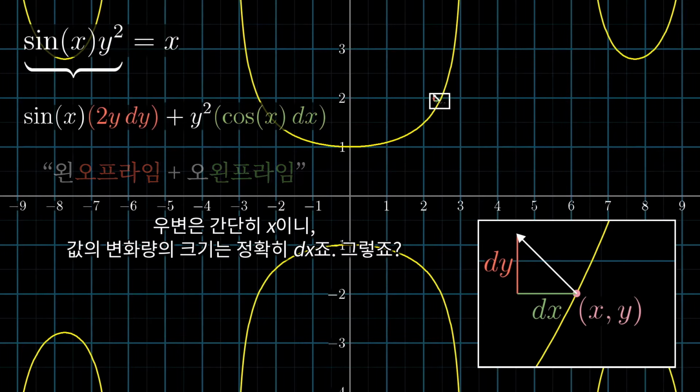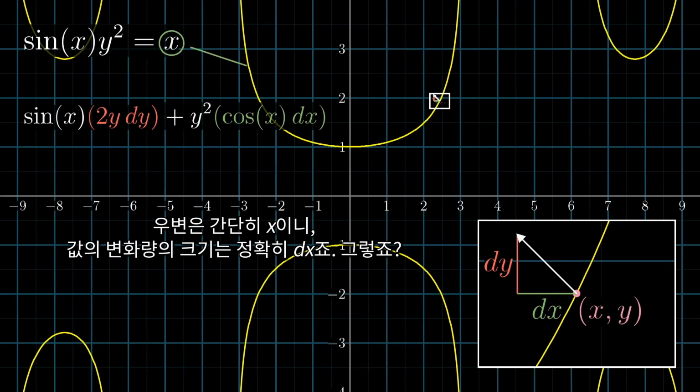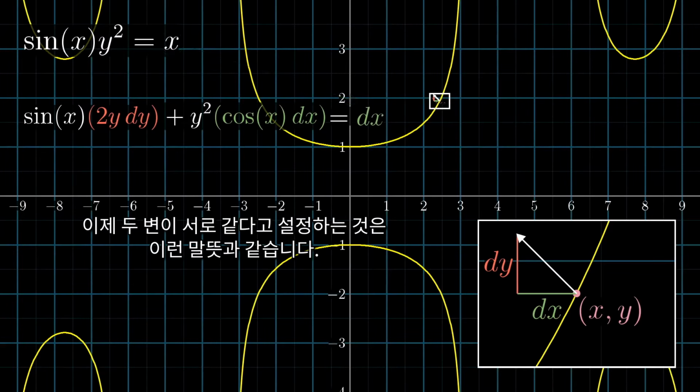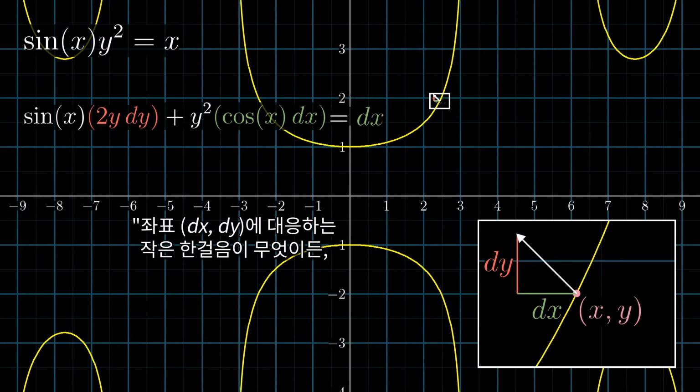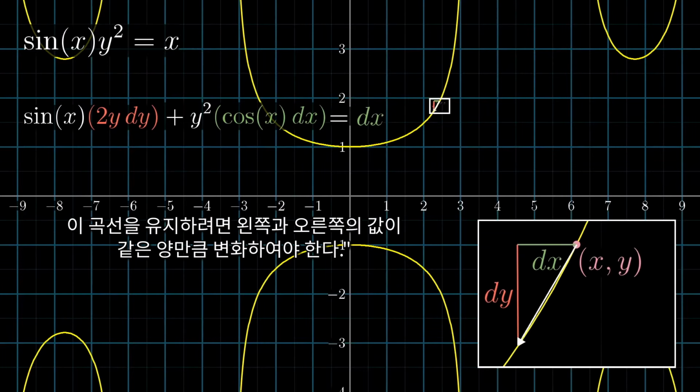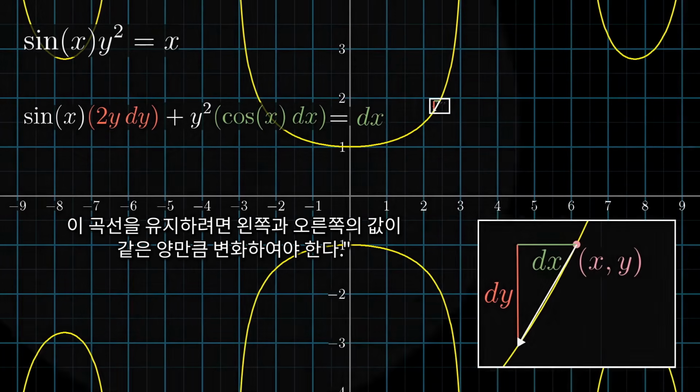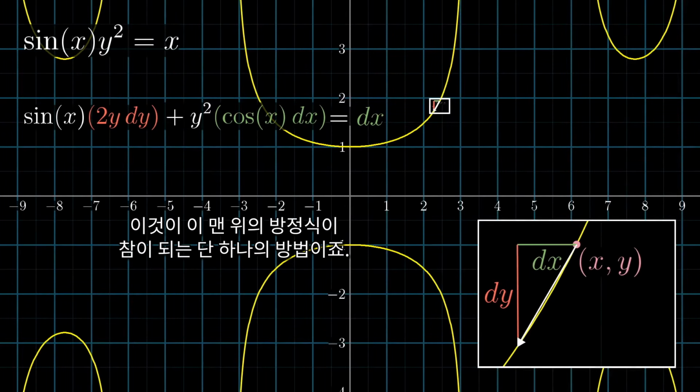The right side is simply x, so the size of a change to that value is exactly dx, right? Now setting these two sides equal to each other is a way of saying, whatever your tiny step with coordinates dx and dy is, if it's going to keep us on the curve, the values of both the left-hand side and the right-hand side must change by the same amount. That's the only way that this top equation can remain true.